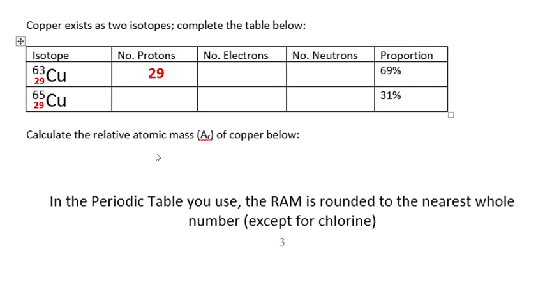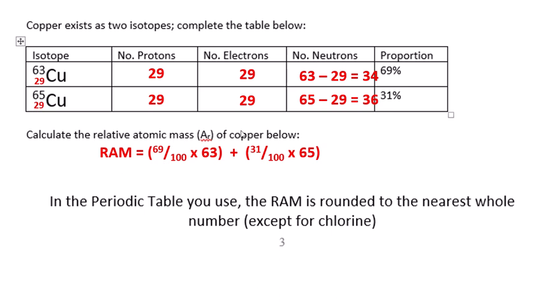So 29 protons, 29 electrons, 63 minus 29, 34 neutrons. 29, 29, and then 65 minus 29, 36 neutrons. The relative atomic mass: 69%, so 69 over 100 times 63, plus 31 over 100 times 65. Put the two figures in, add them together, 63.62, and again, 1 decimal place, 63.6.